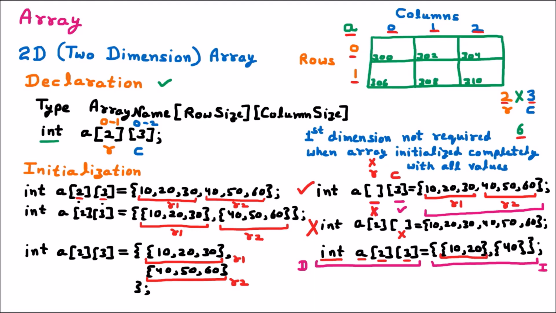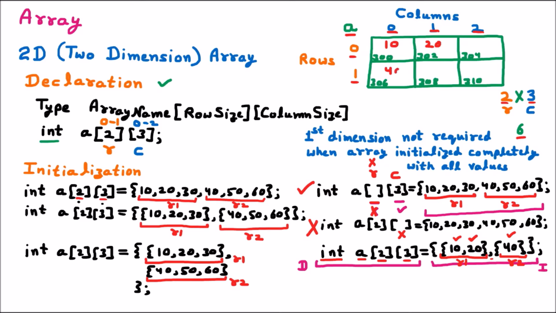So here this is the row 1. Now we are giving only 2 values, 10. So in the row 1, 10 will be stored. Then 20. So 20 will be stored. Now afterward we are putting the comma. Then starting bracket and the ending bracket. So that represents it is the row 2. And we are giving only one value, which is 40.